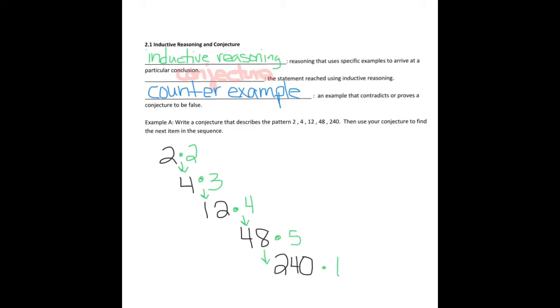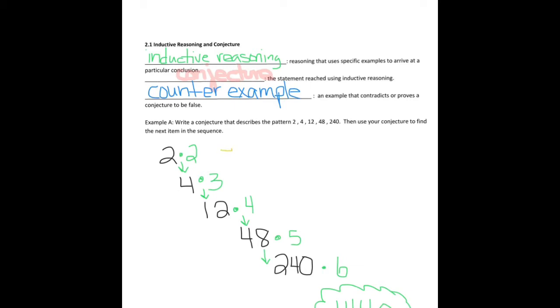Oh, perfect. So now I'm going to do 240 times 6, which is 0, 4, 6 times 2 is 12, plus 2 more is 14. So the next number in the sequence would be 1,440. But we really haven't made a conjecture. We just discovered what the pattern is.